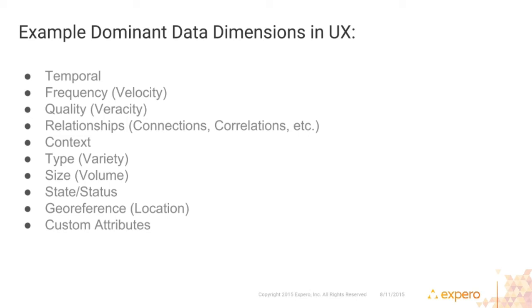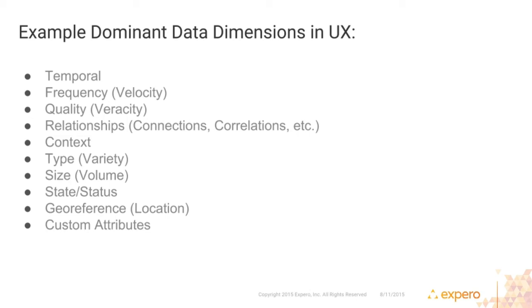Some of the dimensions that we encounter often in these types of problems are temporal, time-based dimensions, and frequency, which can be just the sheer velocity at which the data changes or comes in. It could also be other types of frequencies that are a little more detailed within the data, rates of change of specific things. Of course, veracity, the overall quality of the data. Relationships can be very important, so connections, correlations, things like that. The context is very important.